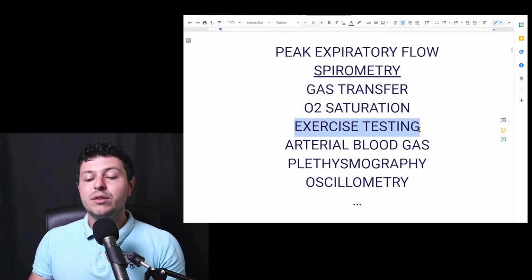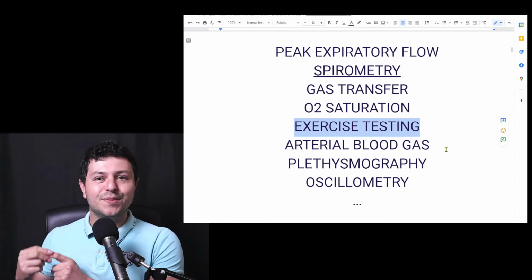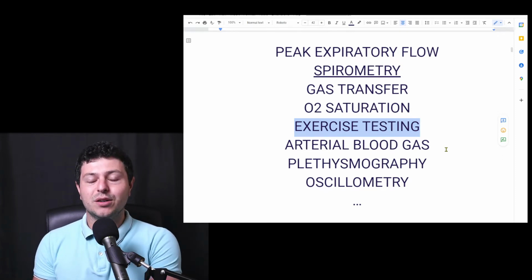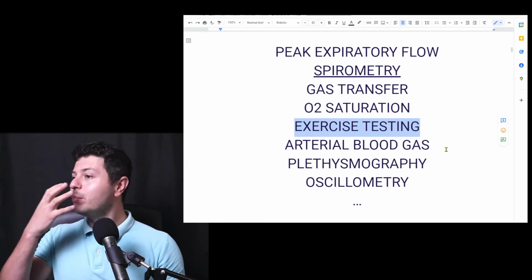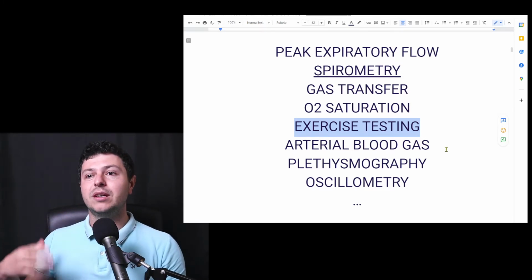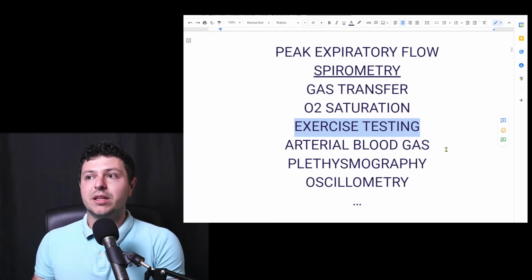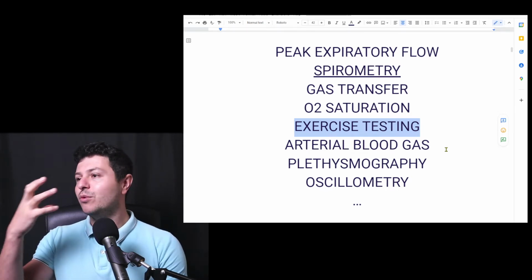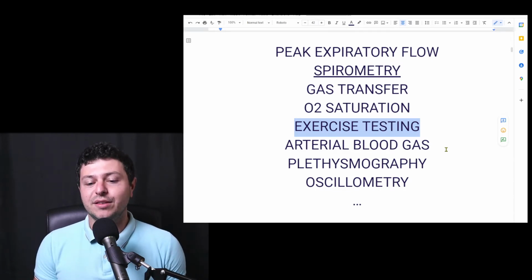Then there are various types of exercise testing, including simple walking tests, walking with a pulse oximeter, or seeing how far you can walk, up to getting on an exercise bike or a treadmill with a mask connected to you while you do a cardiopulmonary exercise test. You may have seen this online. For example, when you see athletes training, you will see them wearing these masks and running on a treadmill. That's cardiopulmonary exercise testing for you.